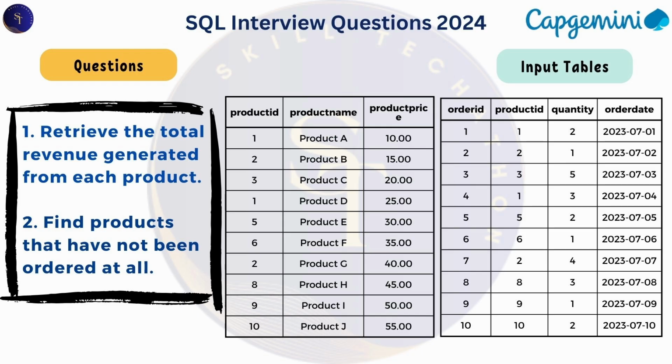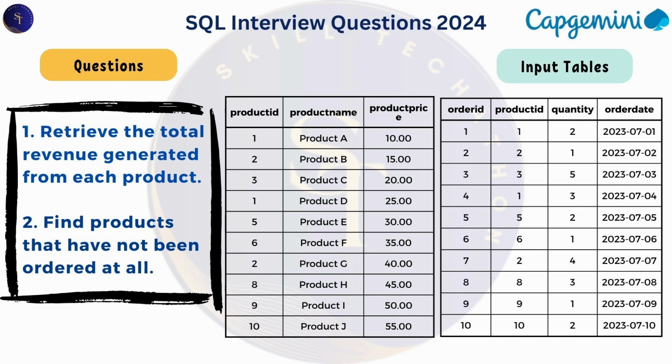Today we are going to look into one of the SQL interview questions. We have been given a product table with product ID, product name and product price. Then we have an orders table with order ID, product ID, quantity and order date. We have been given two questions. We need to retrieve the total revenue generated from each product. Then we need to find the products that have not been ordered at all. So these are the two questions we need to find the solutions for.